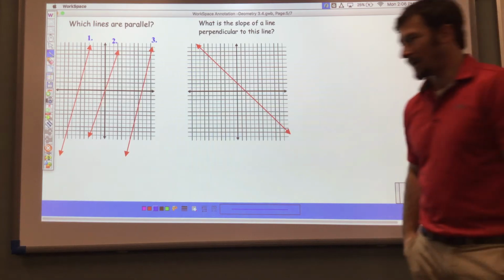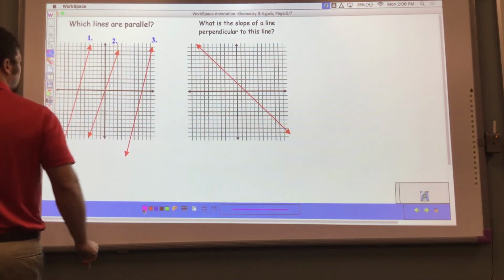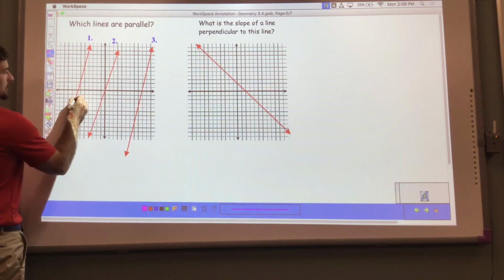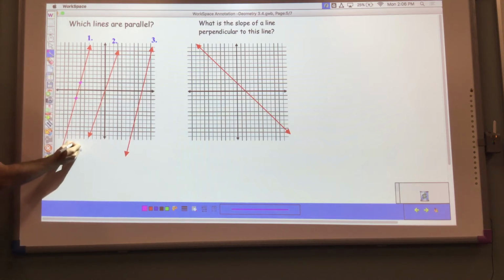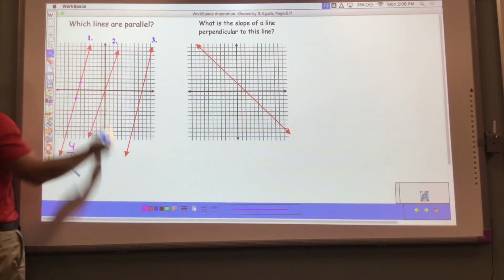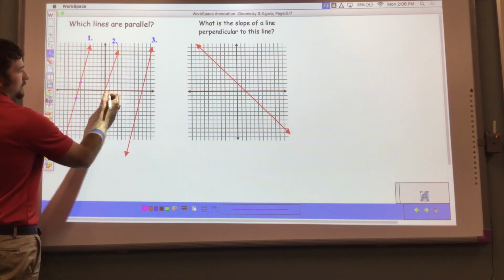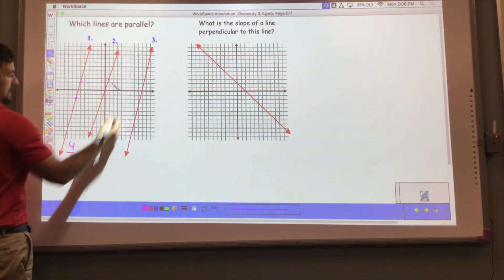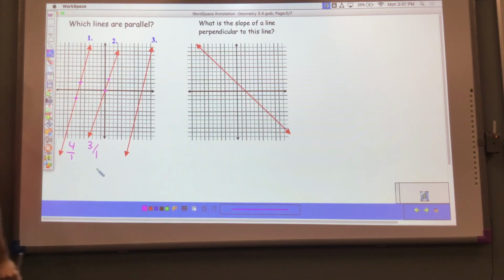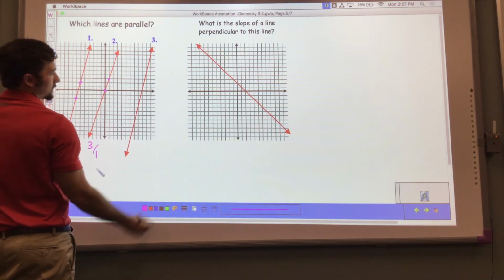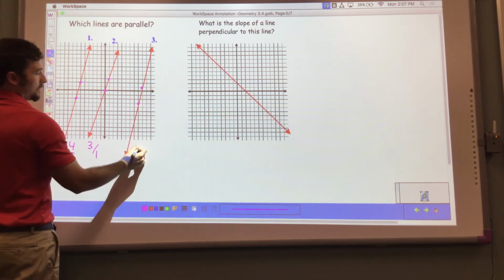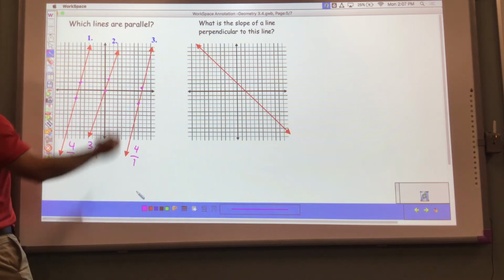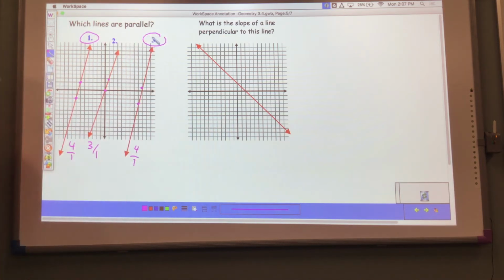So, which lines are parallel? If we look at our lines and pick out a couple of points, say here and here, that has a slope of up 4 over 1. This one looks like we're going up 3 over 1. This one looks like we're going from here to here, so 4 over 1. The two parallel lines would be 1 and 3 because they have the same slope.